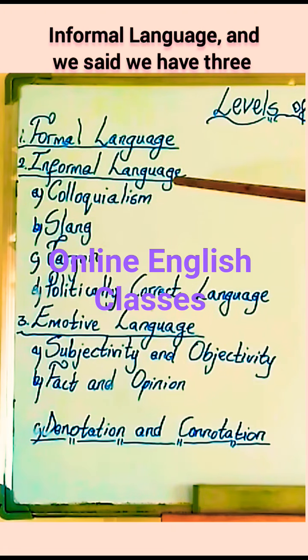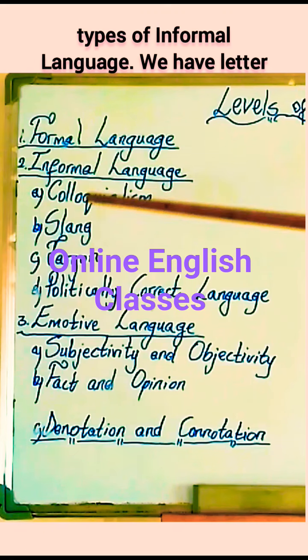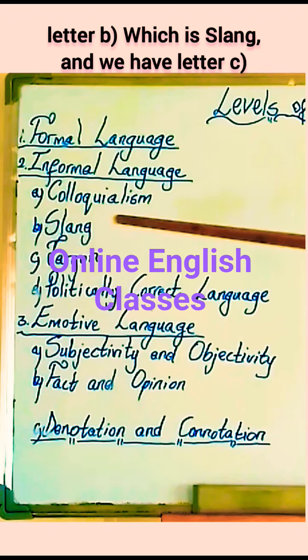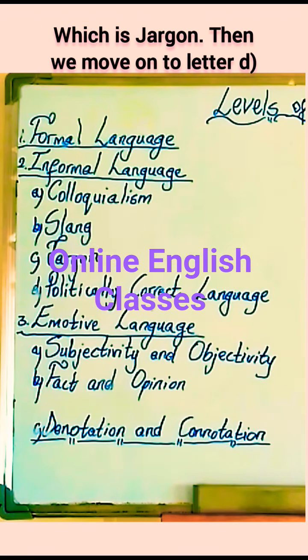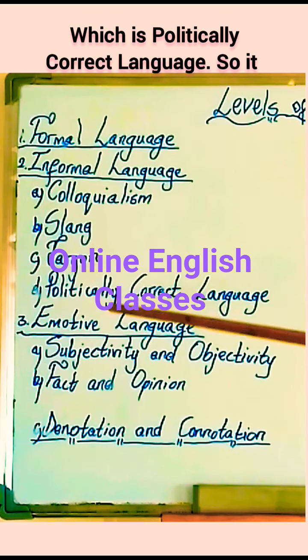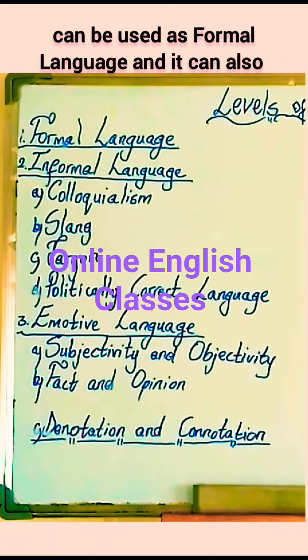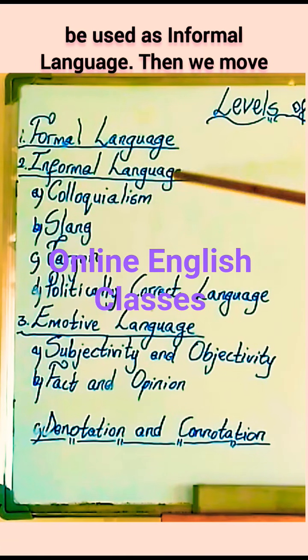We already learned about number 1, which is formal language, and we already learned about number 2, which is informal language, and we said we have 3 types of informal language. We have letter A, which is colloquialism, letter B, which is slang, and letter C, which is jargon. Then we move on to letter D, which is politically correct language. So it can be used as formal language and it can also be used as informal language.